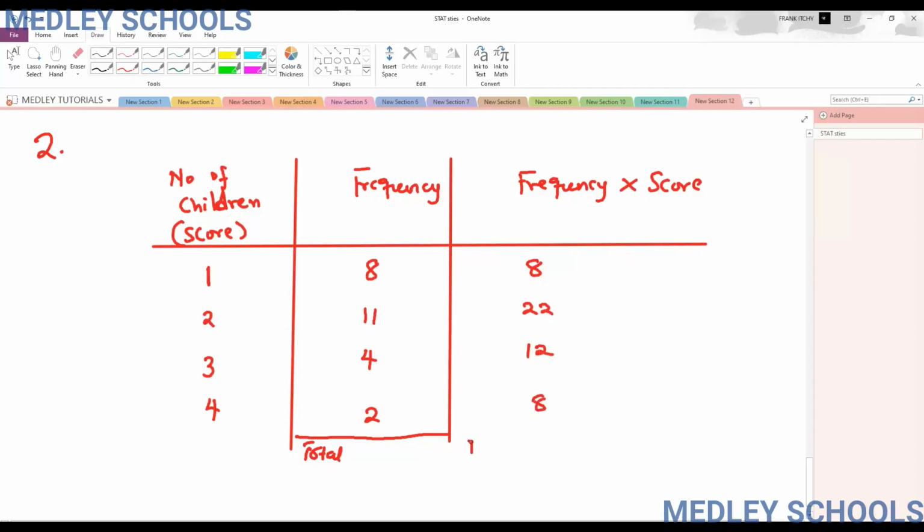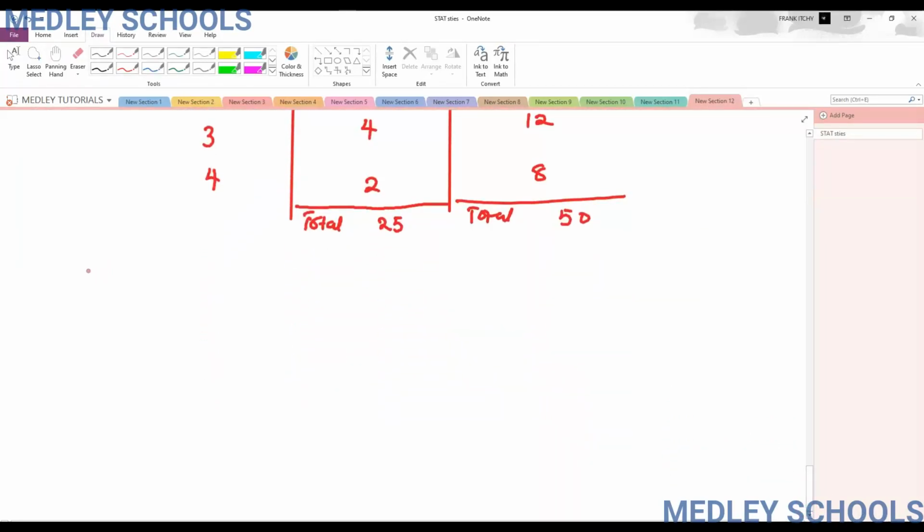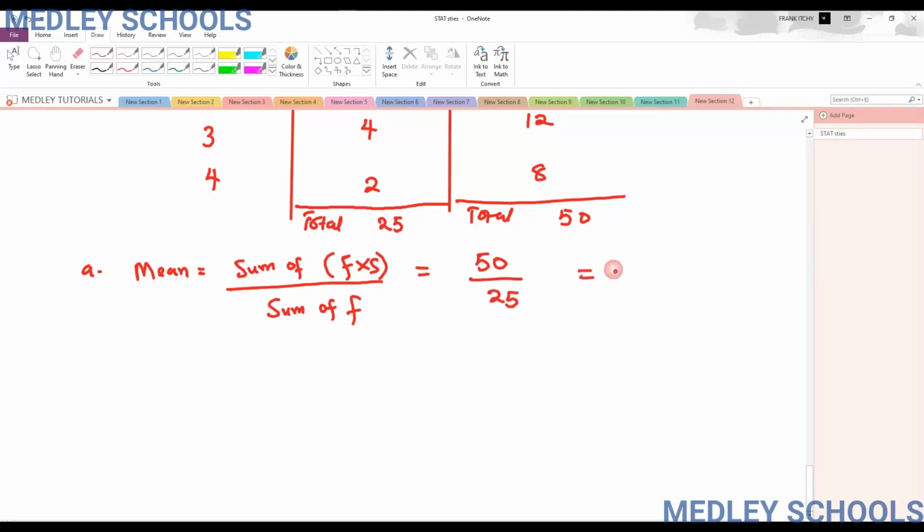So when we add this together, we have 50, and the total of the frequency is 25. Now, using this information, we can find the first answer, which is the mean. Now, mean is what? Sum of frequency times score over sum of frequency. When we total this, we have 50 over the total frequency 25, which is equal to 2. So that means the mean is 2.